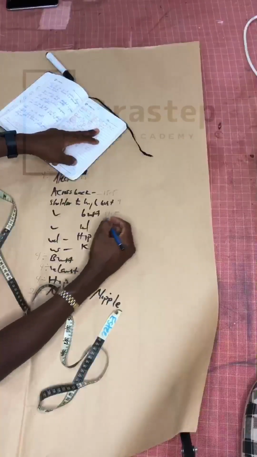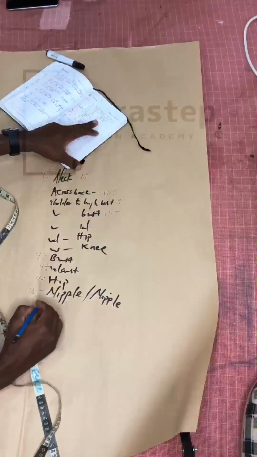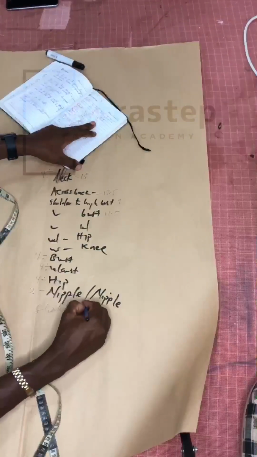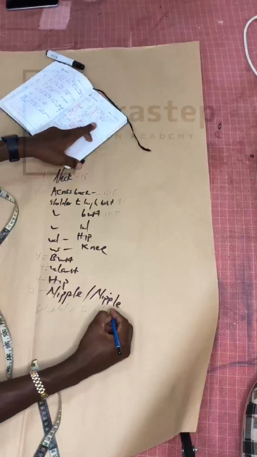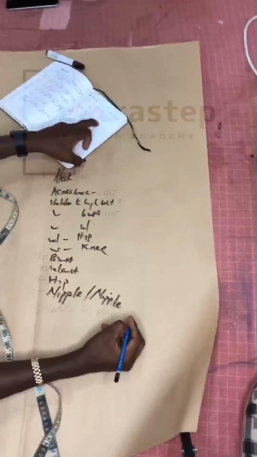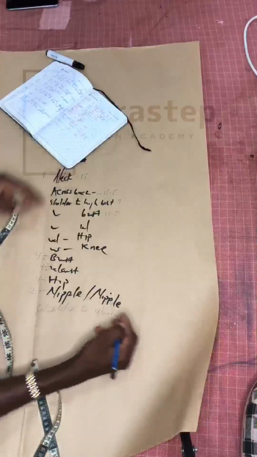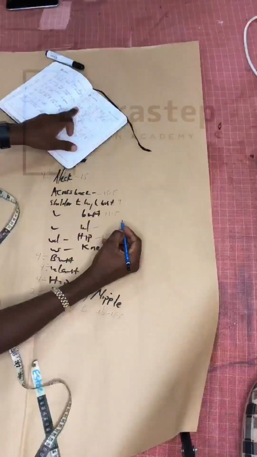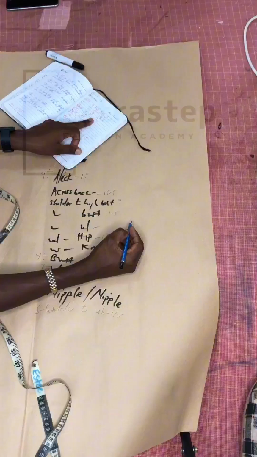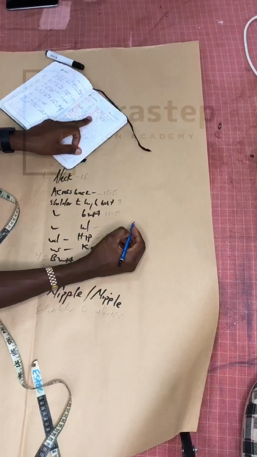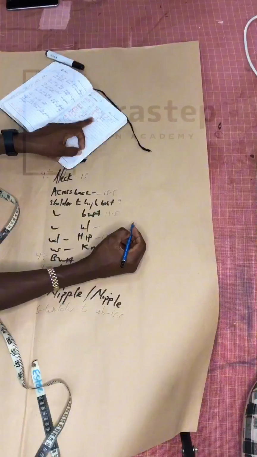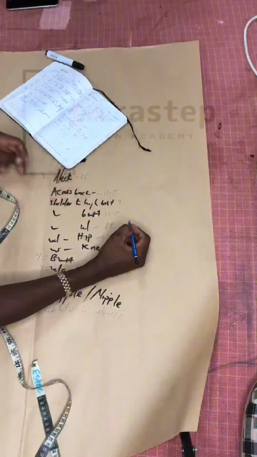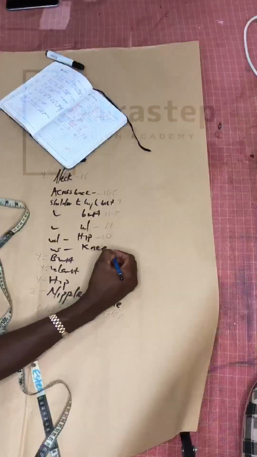My shoulder to under bust, I didn't write shoulder to under bust, so I'm going to write it here. Shoulder to UB, under bust, is 15.5. And my waist to hip is 10. My shoulder to waist is 19. Yeah, my shoulder to waist. My waist to knee is what?